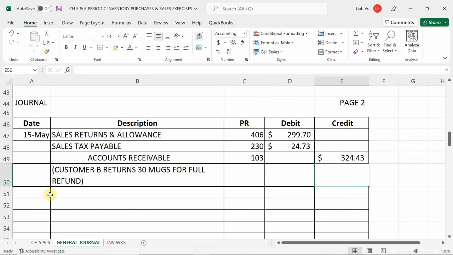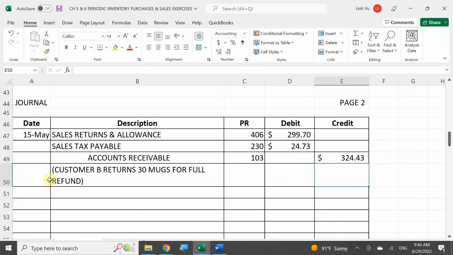Did we ever keep track of the sales in the first place? Yes, we did. Let's ask that question again. Did we ever keep track of sales in the first place? No. The inventory worksheet is strictly only used for purchasing.